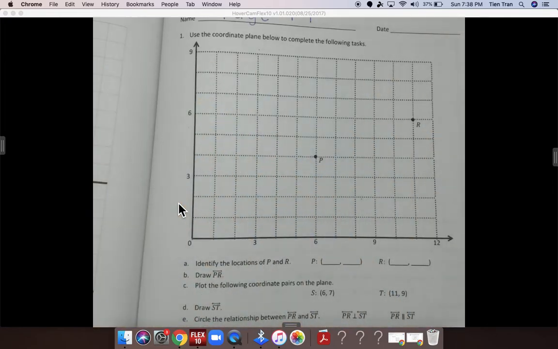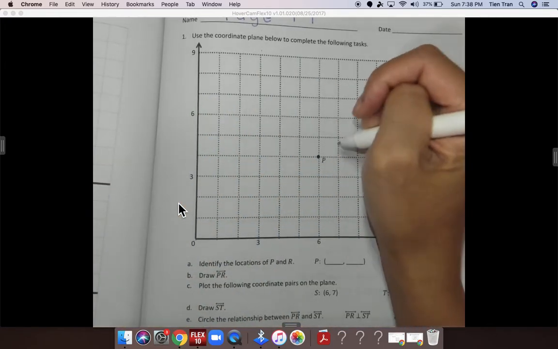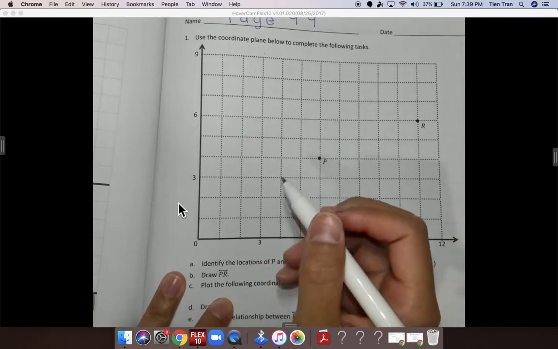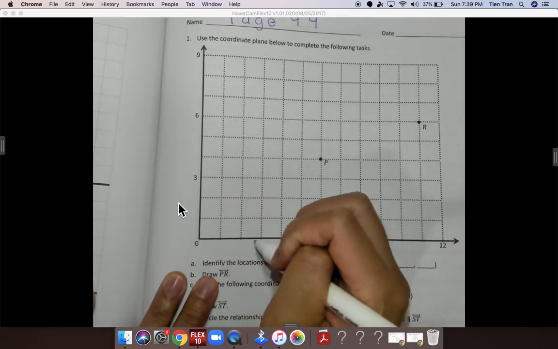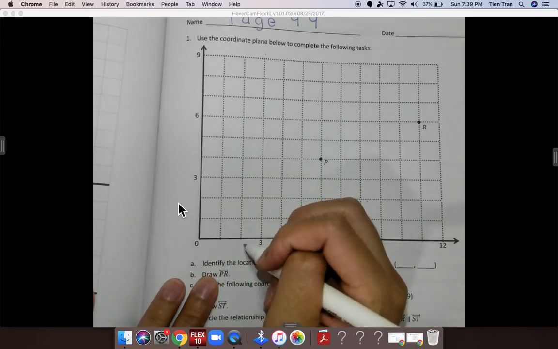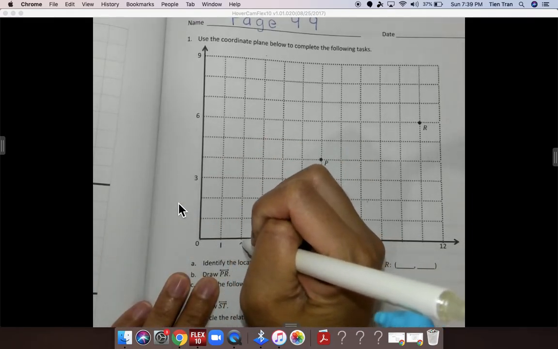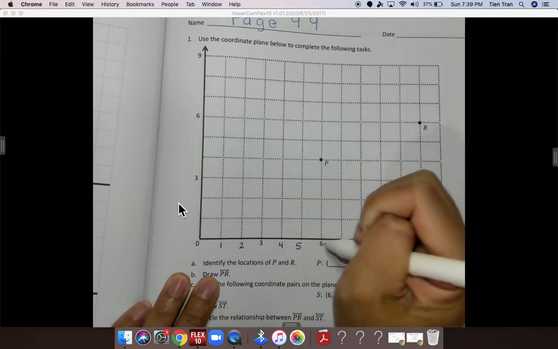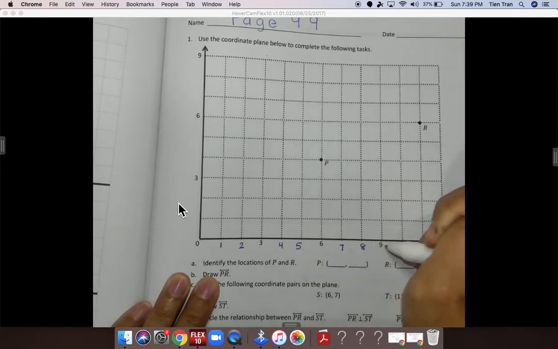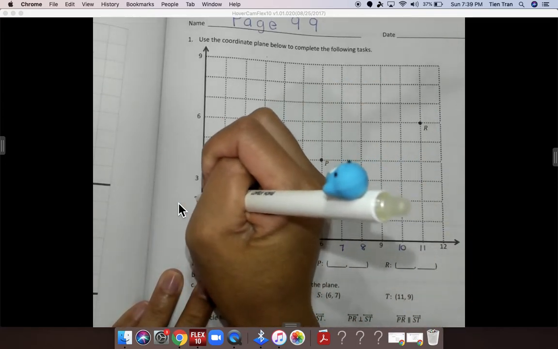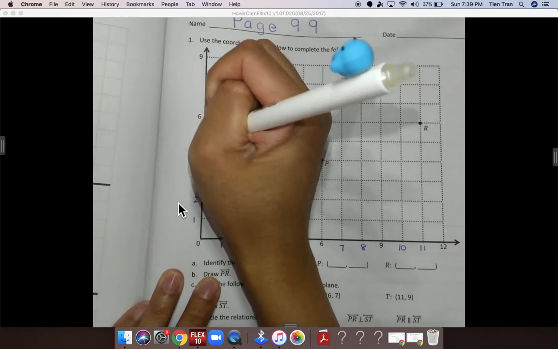So I'm going to use another marker or pen. And this is P right here. The first thing I'm going to do is label my coordinates so I know where all my numbers are. So I'm counting 1, 2, 3. It looks like this number line is being divided by ones. So I'm going to label 1, 2, 3, 4, 5, 6, 7, 8, 9, 10, 11, 12. And on this side, same thing. 1, 2, 3, 4, 5, 6, 7, 8, 9.